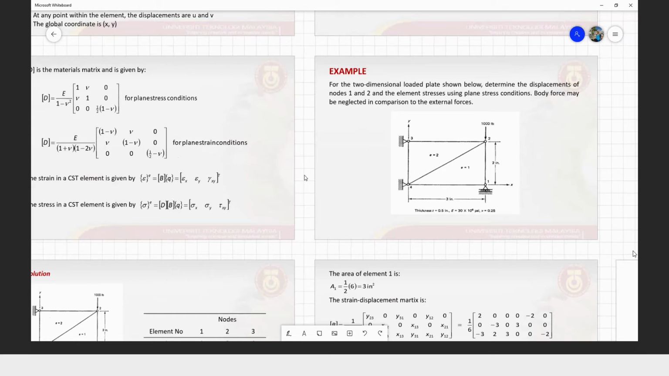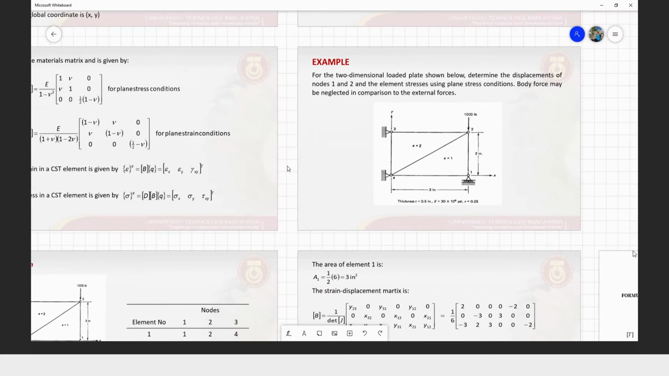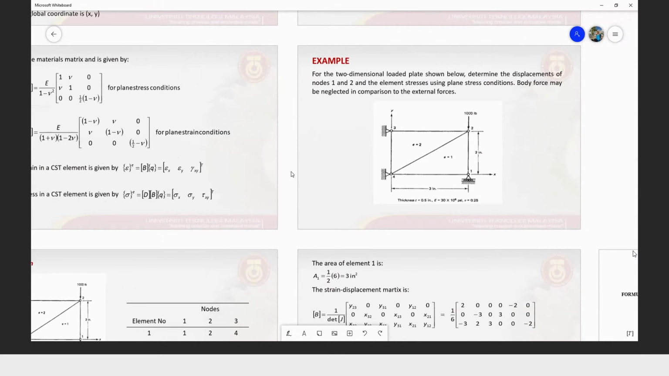Buat je sampai cari X. Macam X. Kita tak buat lagi example yang CST kan? Tak boleh. Okay. Alright.